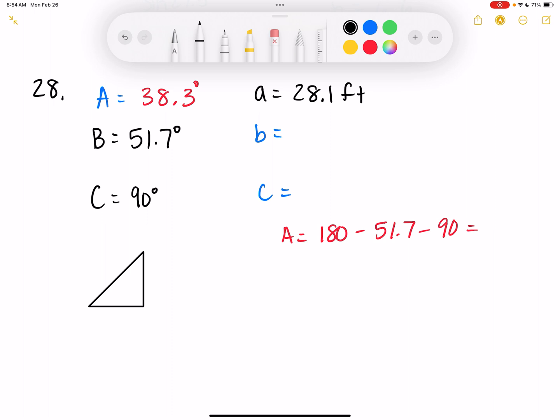Okay. All right, so I'm going to set my triangle up again. So I know angle C is right angle. Angle A is 38.3. Angle B is 51.7. Side A I know is 28.1 feet. So I need to find side B and side C. So somebody tell me how to solve for one of the sides that I'm missing. Pick a trig function and tell me what I would need, because there are several options.